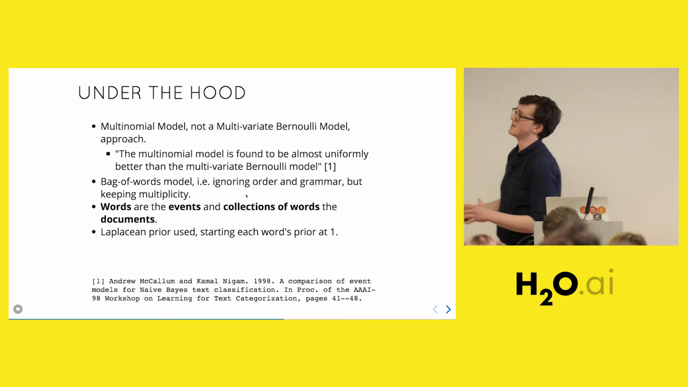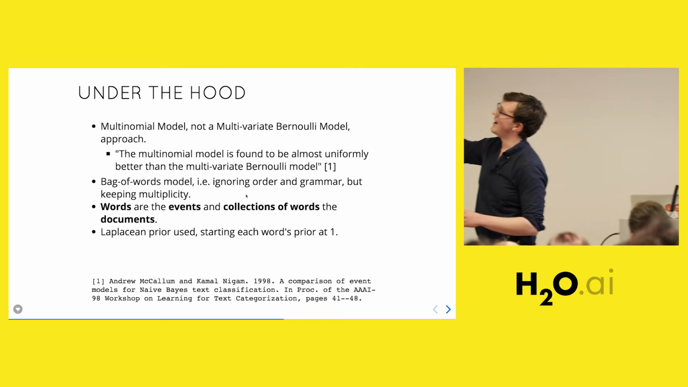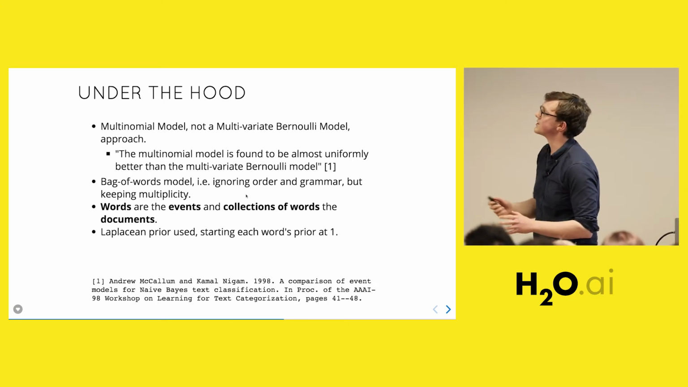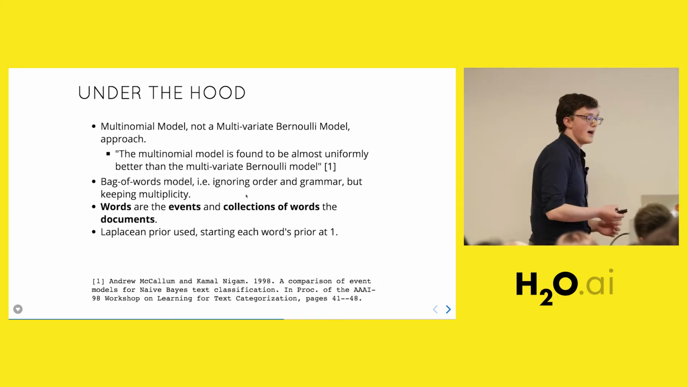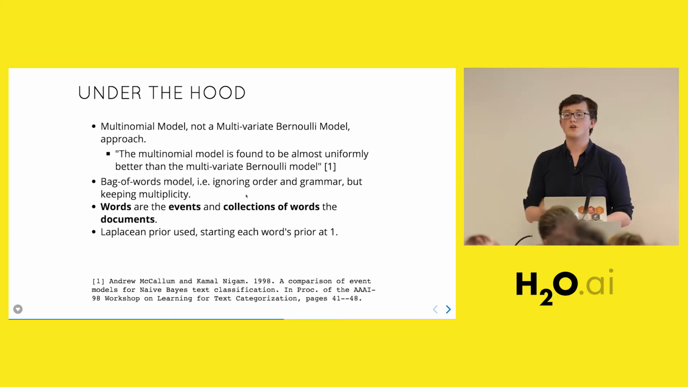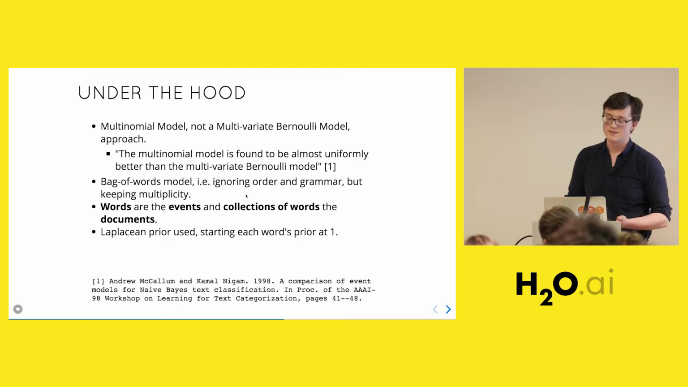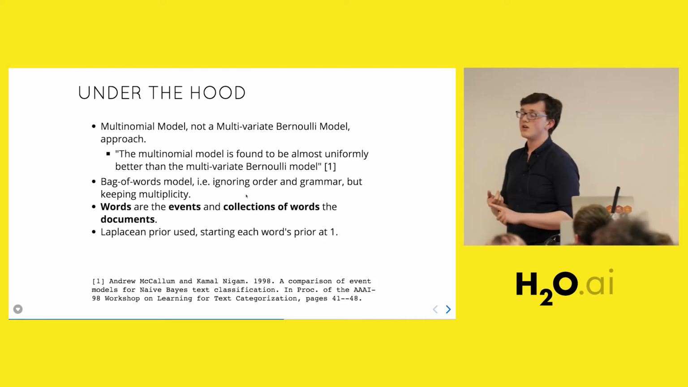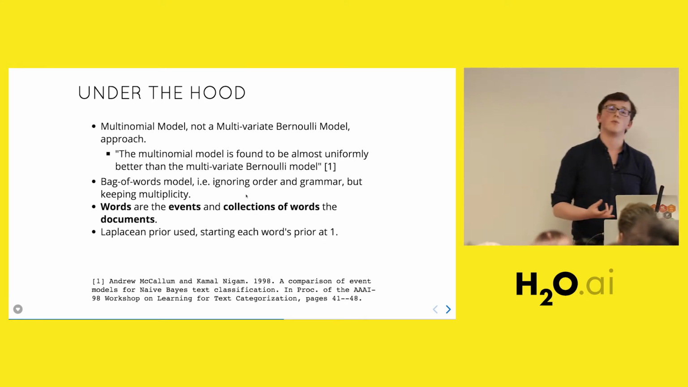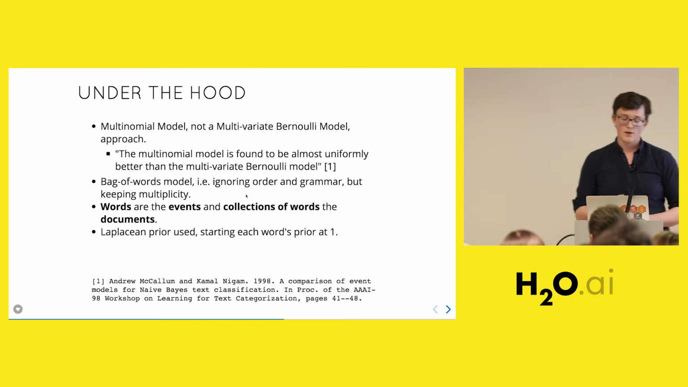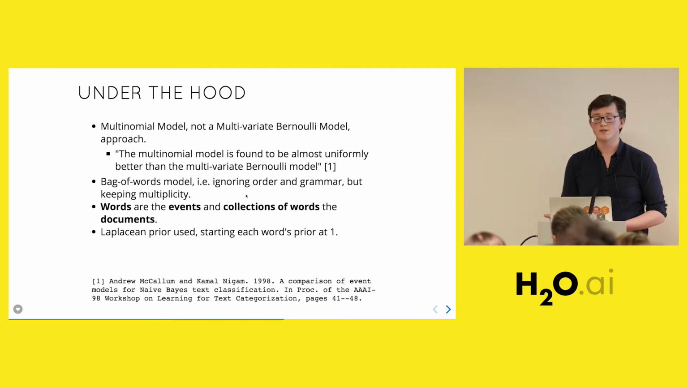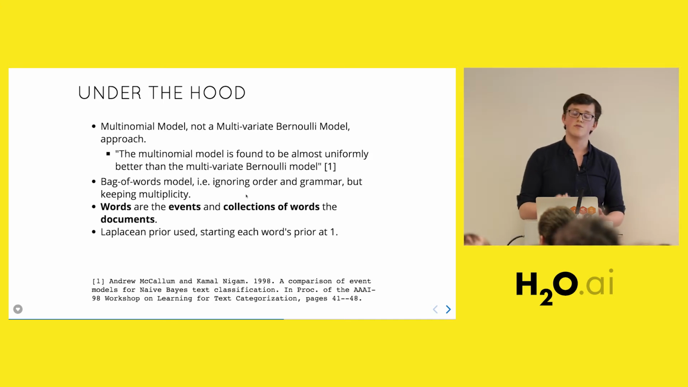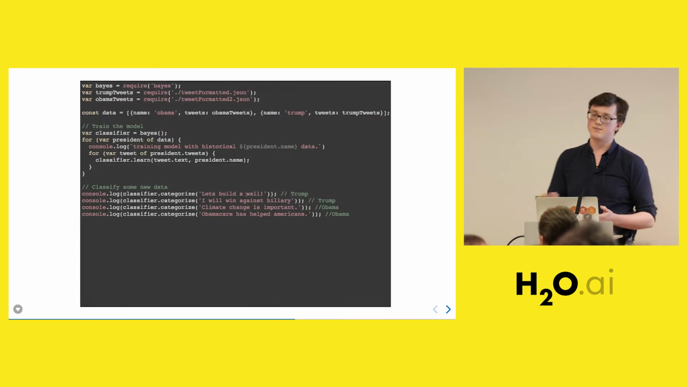Under the hood, to jump to some of the details, I know this is a horrible slide that's covering things, but for those of you who are interested and have a knowledge of Bayesian statistics, we're using a multinomial model, not a binomial model, as multinomial models have been shown to be uniformly better. We're using a bag of words assumption, so we're taking into account the number of times a word is used inside each document, but we're ignoring the order between the words, with words being the events and collection of words or documents, and a Laplacian prior, so starting every probability at 1 or every term frequency at 1, which allows the maths to be a bit cleaner.